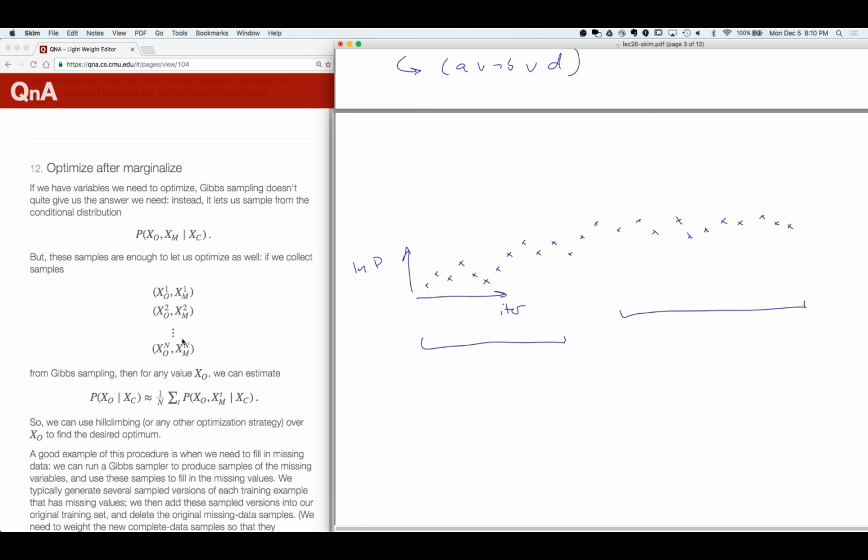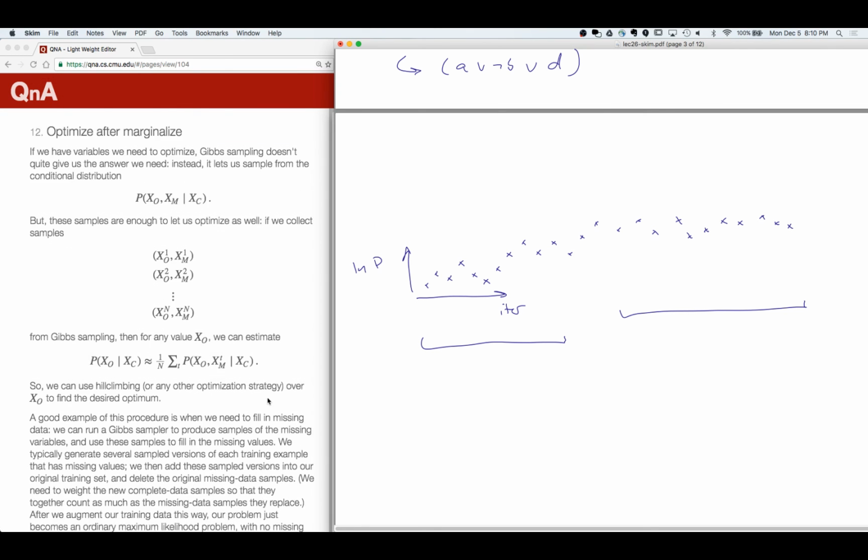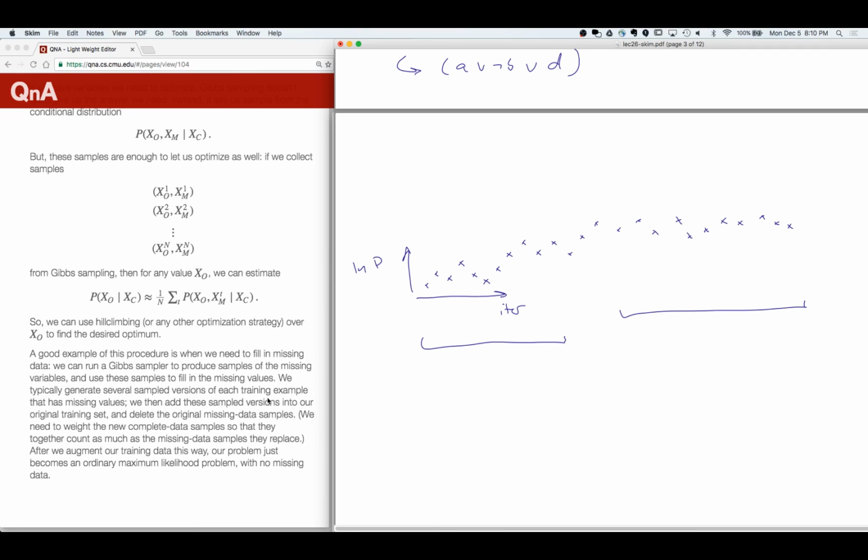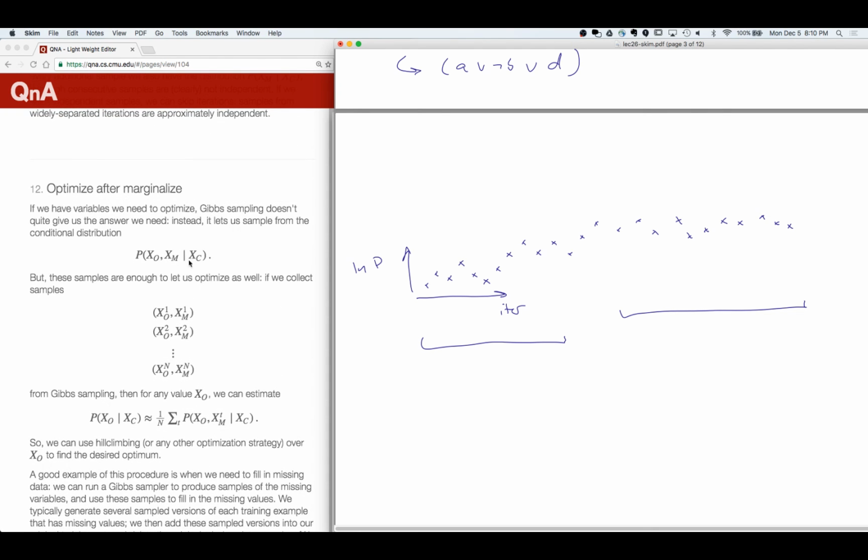And so what that means then is that we can use this as the objective for a hill climbing run or any other optimization strategy. So for example, we could fill in missing data with a Gibbs sampler. We just randomly sample both the parameters of our model and the missing data, and that will get us the marginal distribution of the model parameters and the missing data given what we've observed.